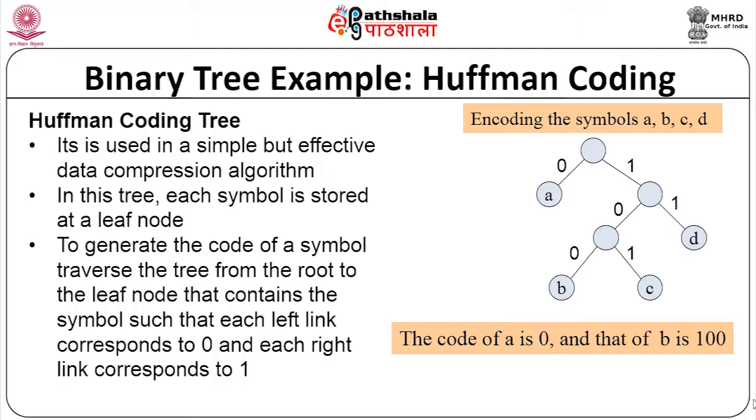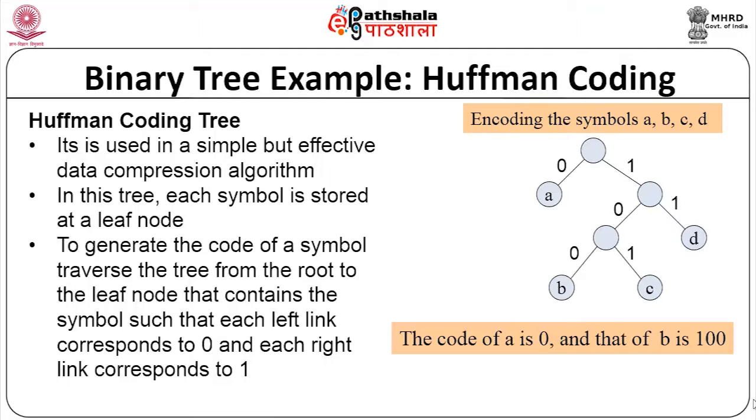In this tree, each symbol is stored in a leaf node. Where the operands were stored earlier, here we are storing the symbols that we want to represent. Now, to generate the code of a symbol, you traverse the tree from the root and reach the leaf that contains the symbol, such that each left link corresponds to 0 and each right link corresponds to 1. So, the code of A is 0, the code of B is 100, the code of C is 101 and the code of D is 11. Okay. So, this is the encoding of the symbols A, B, C, D.